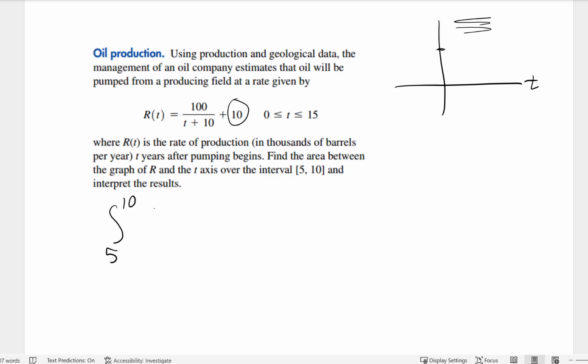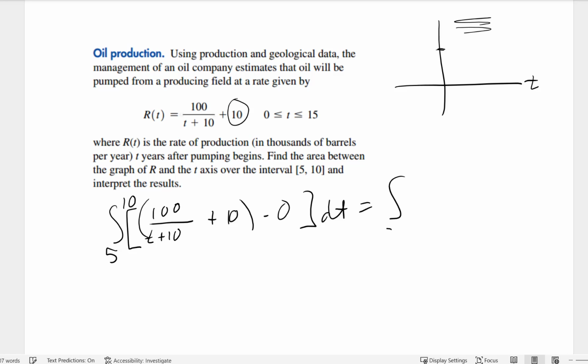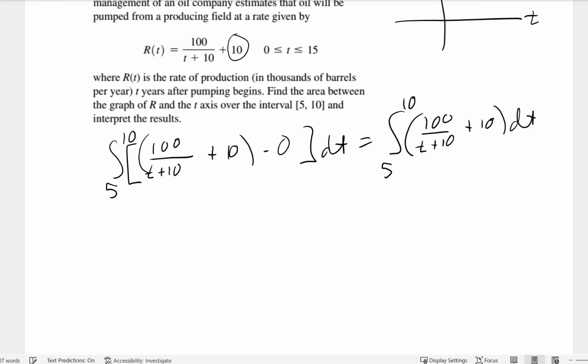So we are going to integrate 100 over t plus 10, and then you could do minus 0 dt. I'm immediately going to drop the 0, but it does show us that we thought about it first. We didn't just jump and start to do our integration. So we have the integral from 5 to 10 of 100 over t plus 10 dt. The only part that makes this one tricky at all is this t plus 10.